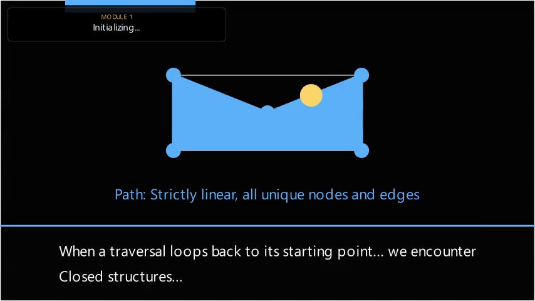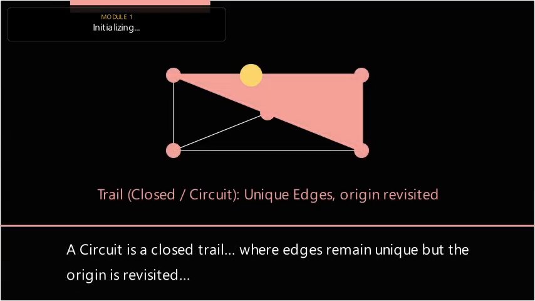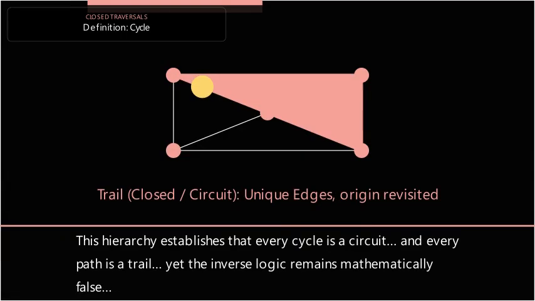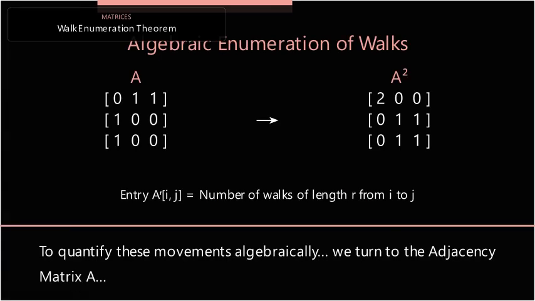When a traversal loops back to its starting point, we encounter closed structures. A circuit is a closed trail, where edges remain unique but the origin is revisited. A cycle is a perfectly closed path, where every vertex and edge is unique, appearing exactly once except for the starting node which acts as the terminus. This hierarchy establishes that every cycle is a circuit, and every path is a trail, yet the inverse logic remains mathematically false.